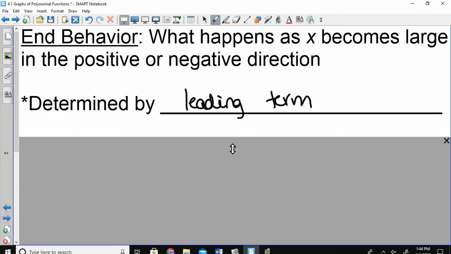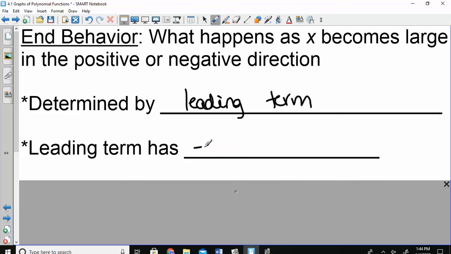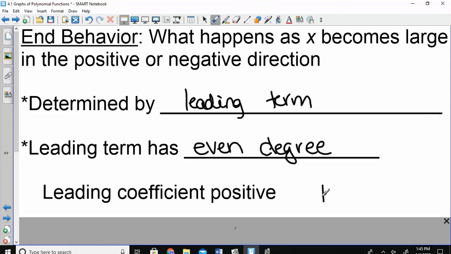If that term has an even degree, then what do we know about those ends? Think about x squared, x to the fourth, x to the sixth. What's going on with those? They're both going up. So as long as we have a positive coefficient, they're both up.